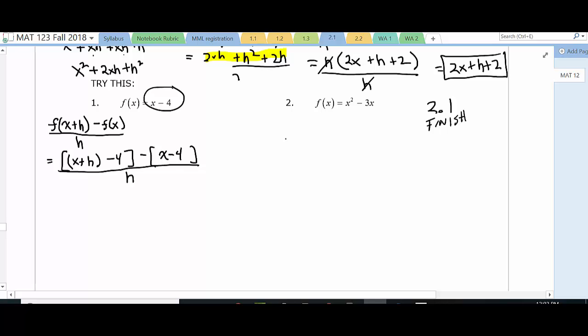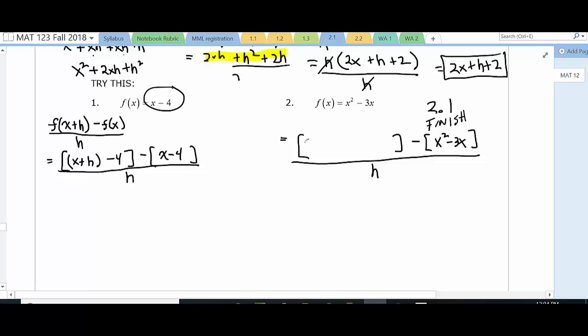So number 2, you're going to go like this. Again, start by putting 2 brackets, because the first thing you got to be able to do is get these things set up okay. All right. Tell me what goes in the second bracket on problem number 2. X squared minus 3x. Now, the first bracket, what are you going to change? The x to x plus h.